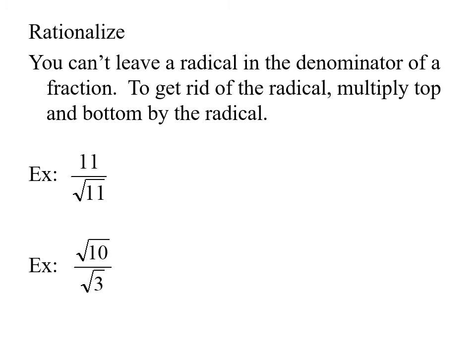root of 3. What you want to do is we're going to multiply the top and the bottom by whatever the radical is on the bottom. And so I'm going to multiply the top and the bottom by the square root of 11. What that will do is you'll end up with 11 times the square root of 11 over the square root of 121.